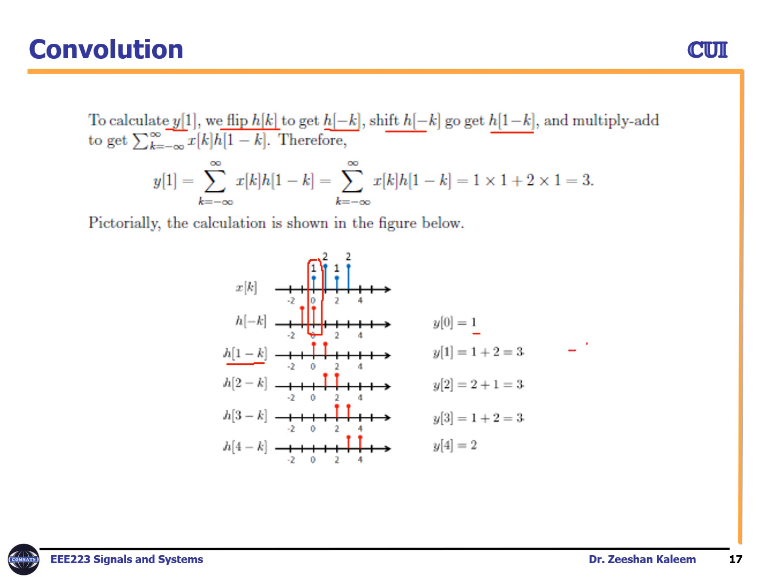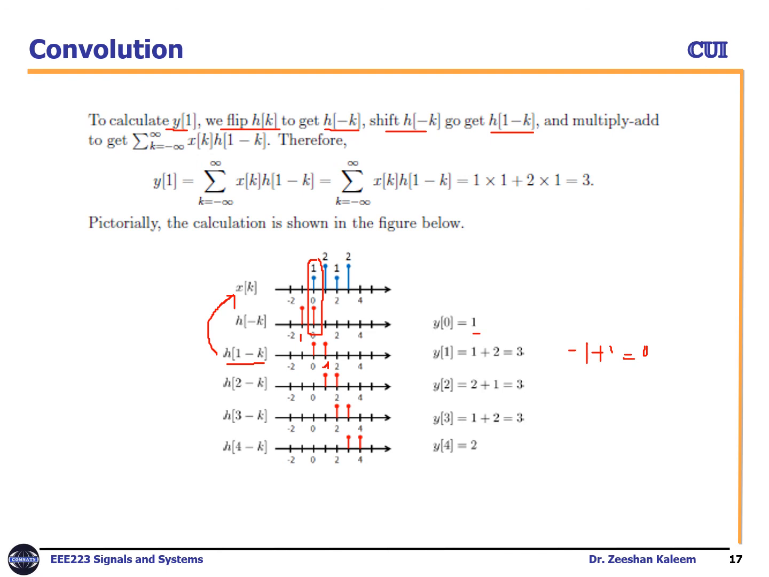I am talking about the x-axis. Minus 1 plus 1 becomes 0, right? So the point at minus 1 here will be shifted to 0. Whereas 0 plus 1 is 1, so the point at 0 will be shifted to 1, right? Now you have to convolve this with this one, x[k].